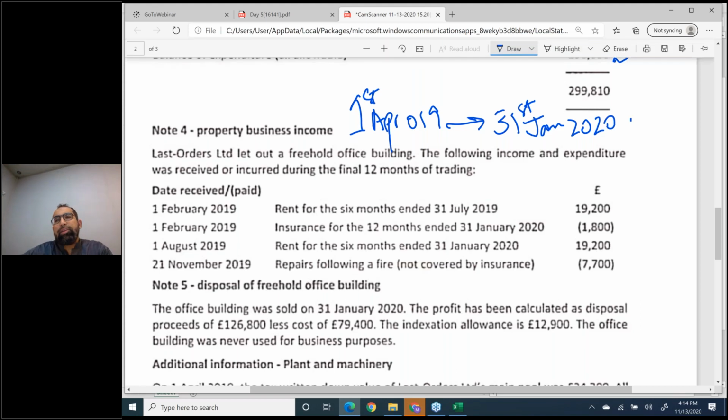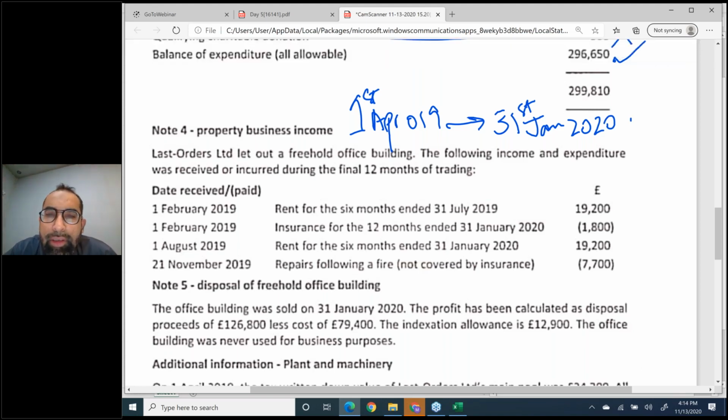This is your accounting period. In this question, 1st of April 19 to 31st January 2020 is exactly 10 months. If you want to write on paper and pen, you can keep a paper and pen with you so that you can better understand. If you want to write the months, do so, but keep these 10 months in your mind.